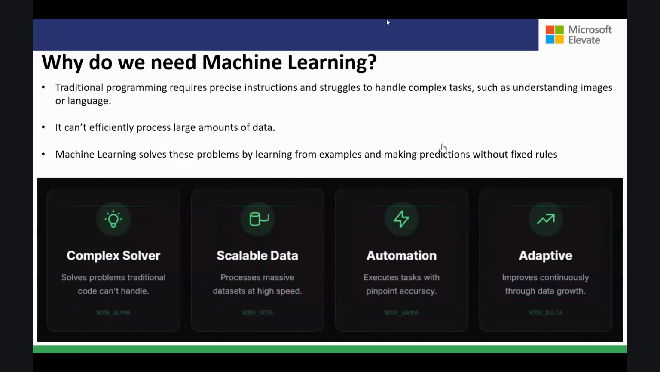Traditional programming requires precise instruction and struggles to handle complex tasks such as understanding images or language. Just imagine, let's suppose prediction. If you had to explicitly program everything for all kinds of questions, how would you train it related to images? How would you train it related to human interaction? In that case, you need machine learning. You cannot do this with programming.